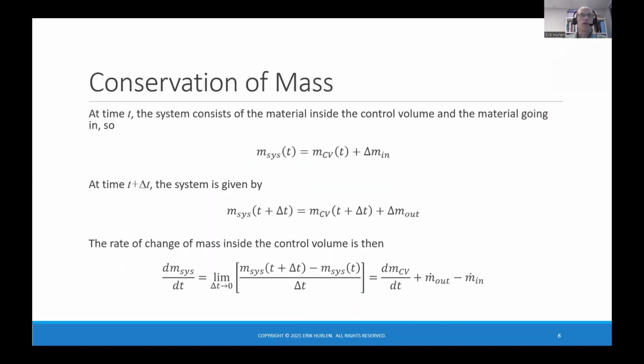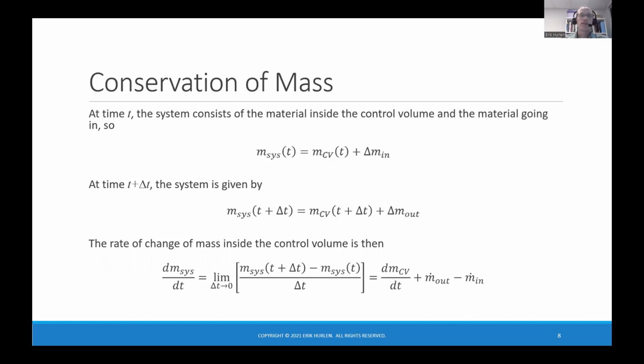At time t, the total mass within our system is m_sys at t equals m_cv at t plus delta m in. That is from the picture on the left in the previous slide. At time t plus delta t, the total mass in our system is m_sys at t plus delta t equals m_cv at t plus delta t plus delta m out, from the picture on the right.